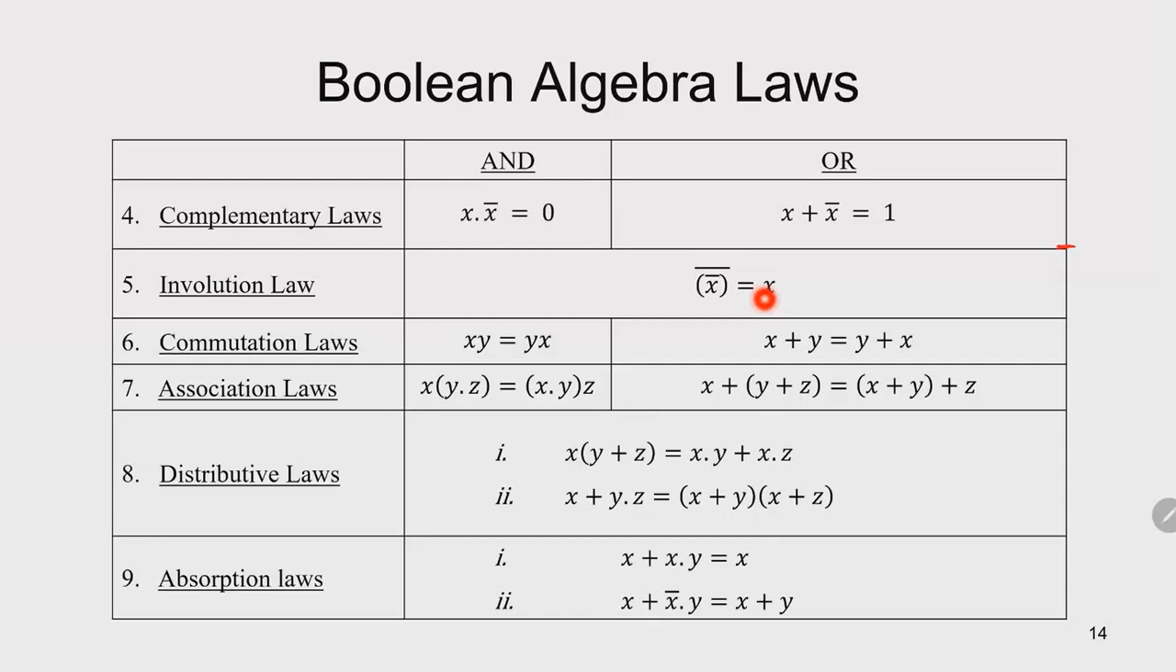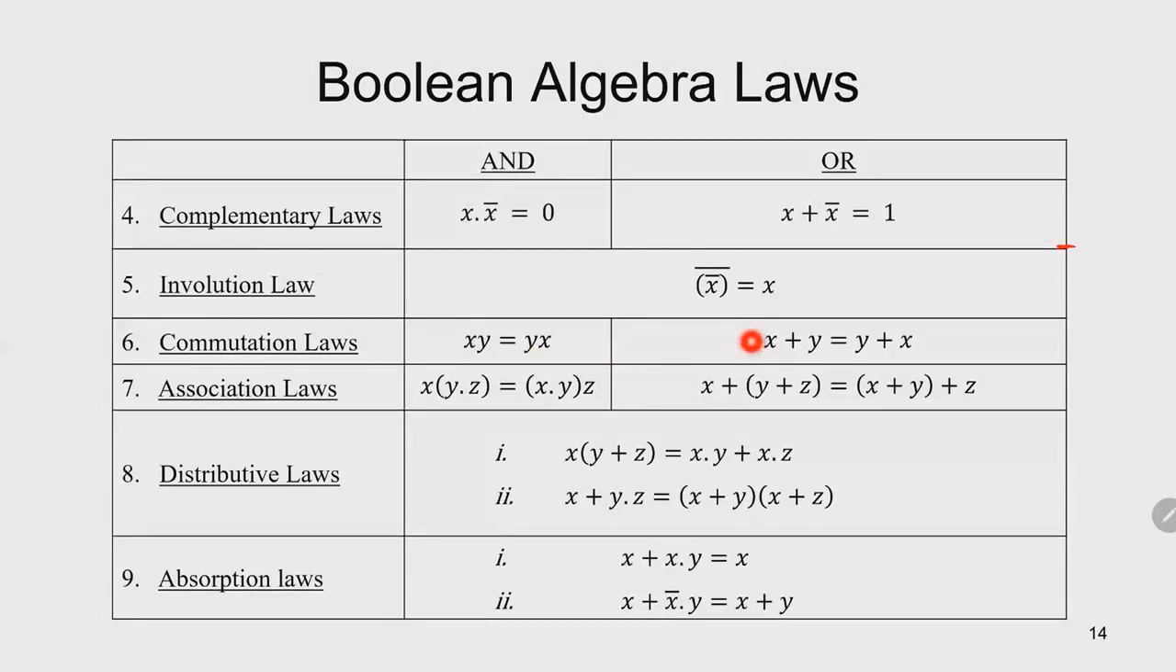And then the sixth one is called commutation law. So this is basically the same as your normal algebra. If we swap our variables around, whether it is AND or OR operations, it's the same. It doesn't make any difference. It means that if I put x first or I put y first, it doesn't really matter. Same thing here for our OR operations.